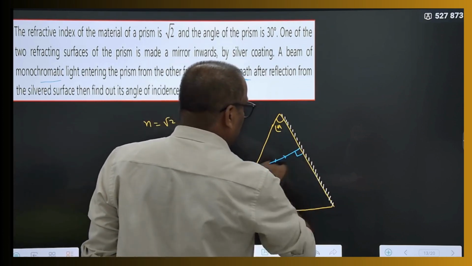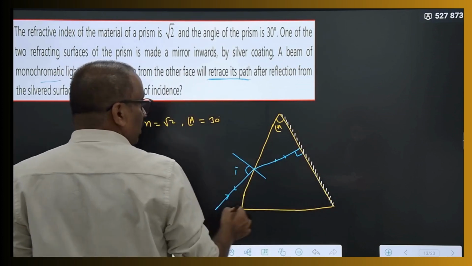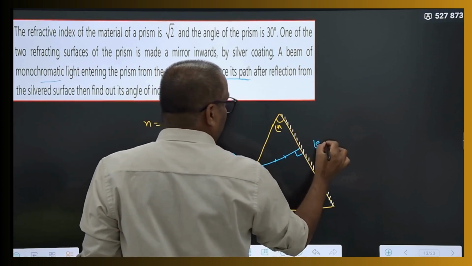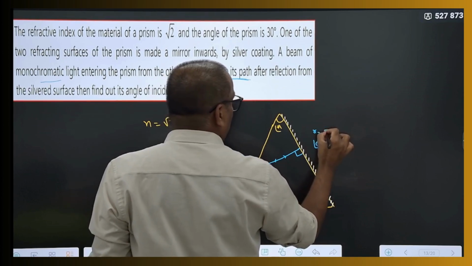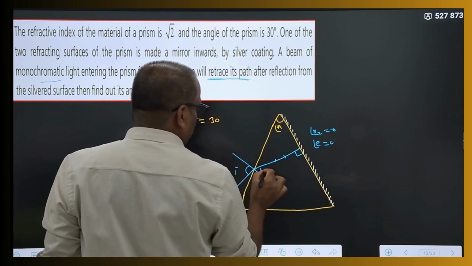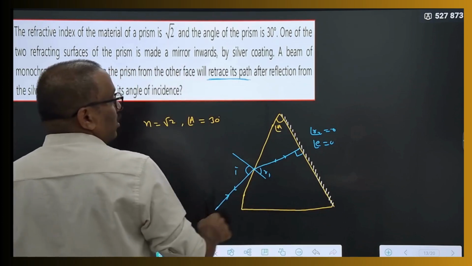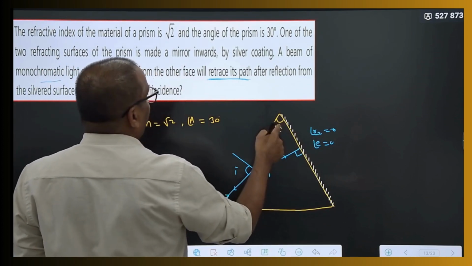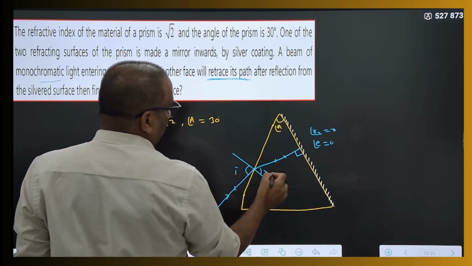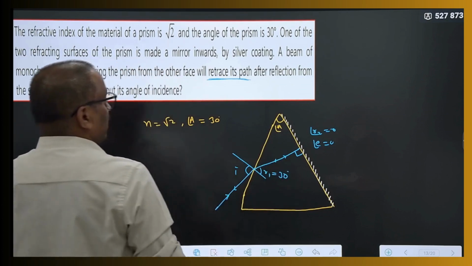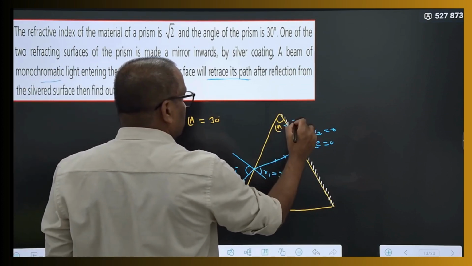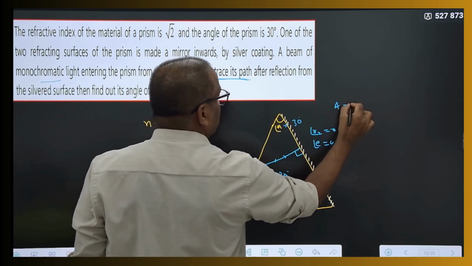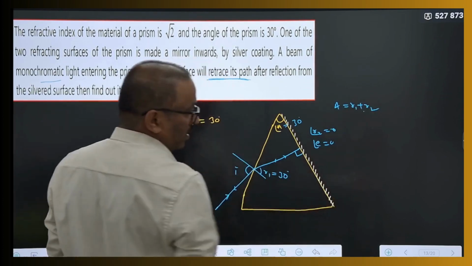So therefore here it is going like this, coming on to this one. Normal emergence, angle of E will be equal to 0, R2 also will be equal to 0. This will be your R1. Clear? So R2 is 0 means A value is equal to R1. Therefore R1 is 30 degree because A is nothing but 30 degree. Why? Because A is equal to R1 plus R2.